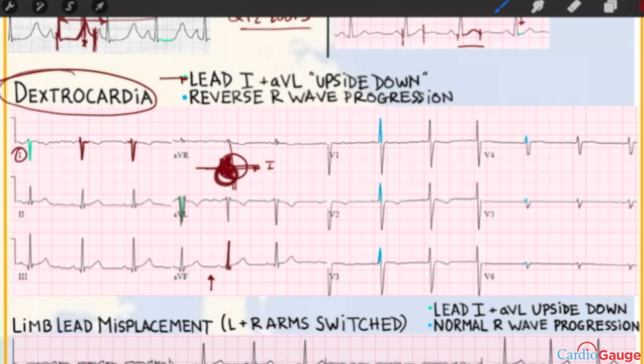And then when you look over here at the precordial leads, you have reverse R wave progression. So the R waves are getting smaller and smaller, and they should be getting bigger and bigger. So when you see this combination, then you've got dextrocardia. And that would pretty much only be useful on a test because it's hard to imagine these days not knowing somebody had dextrocardia by the time you saw them. You'd have a chest x-ray or something.